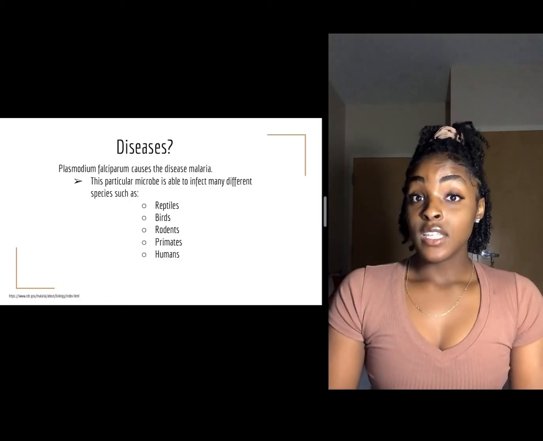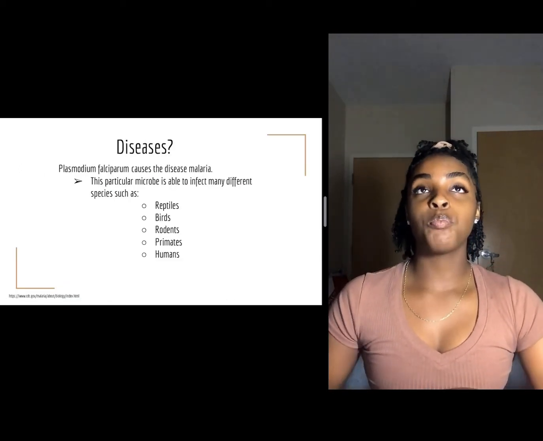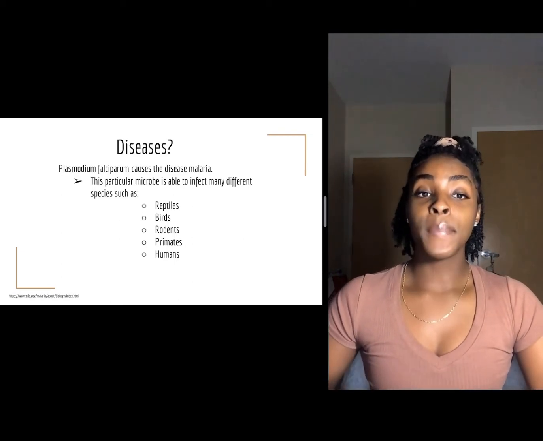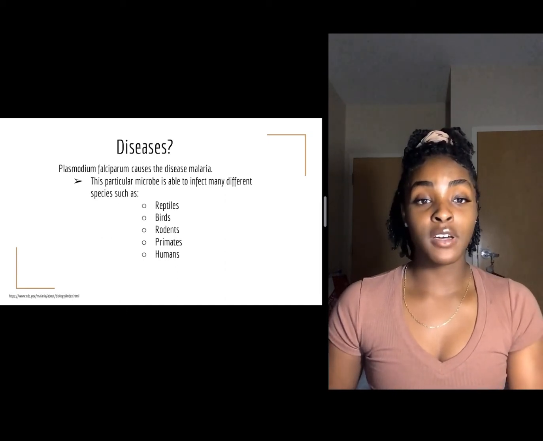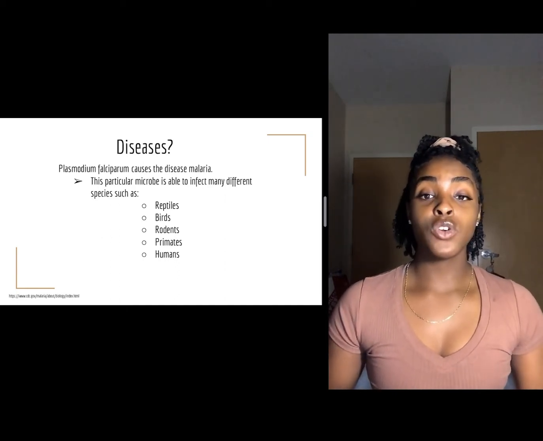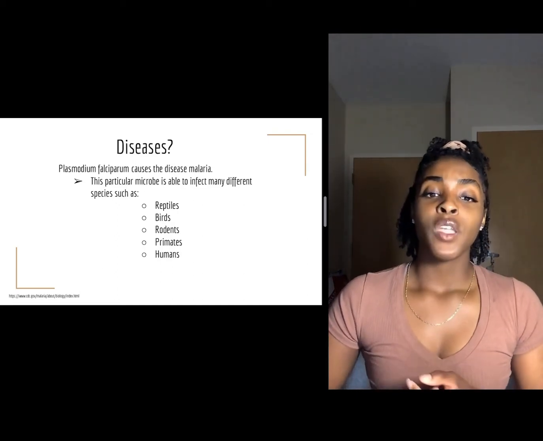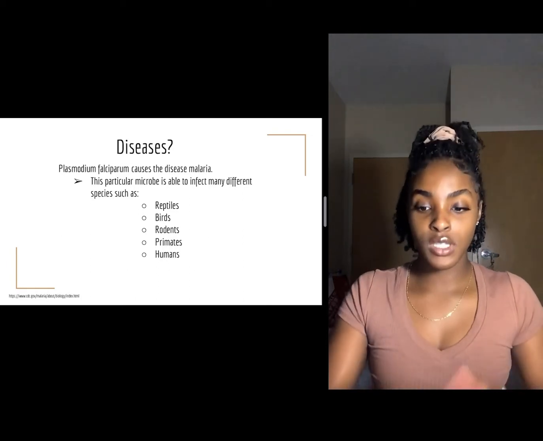And the disease that Plasmodium falciparum causes is malaria. Now, there are different microbes that do cause malaria, but Plasmodium falciparum causes the most dangerous type of malaria. And this microbe is able to infect many different species such as reptiles, birds, rodents, primates, and also humans.